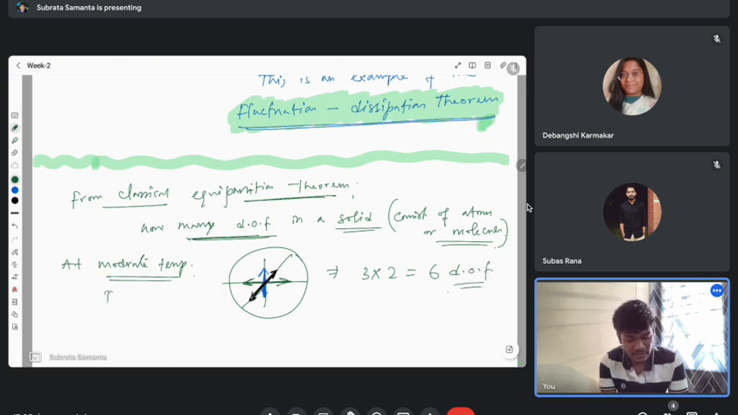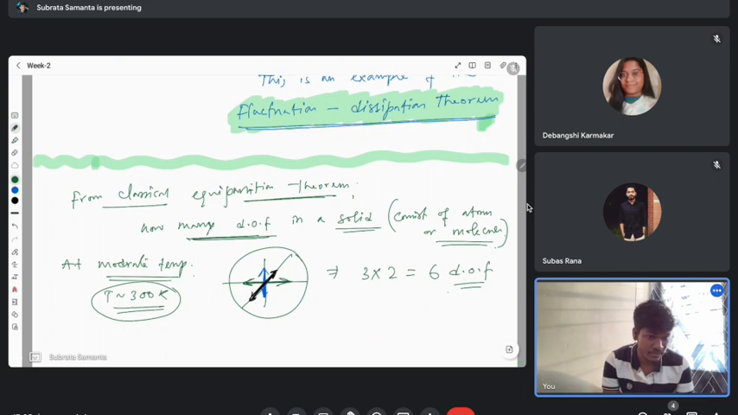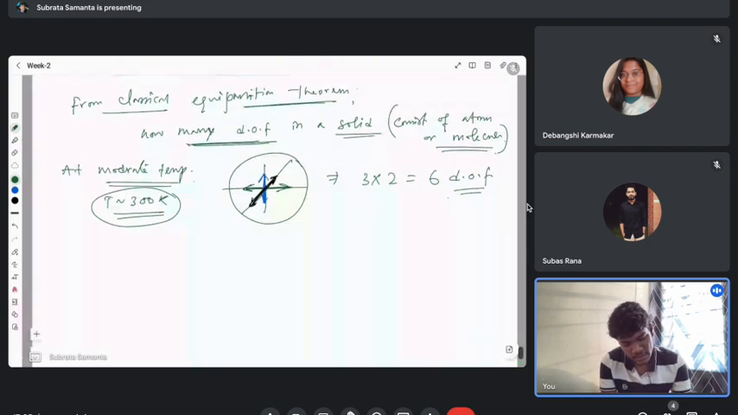That means T is nearly equal to room temperature, 300 kelvins. Around room temperature, we consider only 6 degrees of freedom. So E average is 6 into half kBT for each mode, and from the equipartition theorem this is 3 kBT.